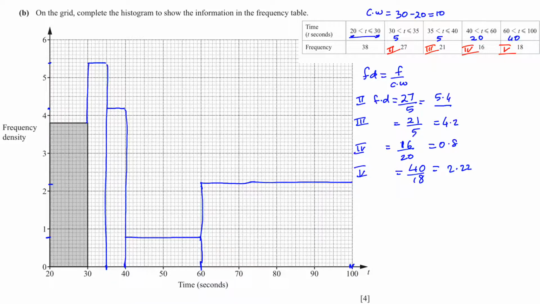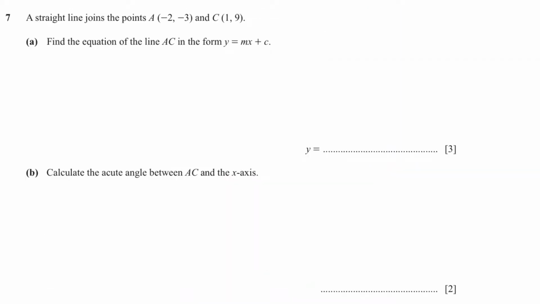You only need to know your formula and how to find the class width. A straight line joins the 2 points A and C, and we have to find the equation of the line AC in y is equal to mx plus c. So 2 points are given to you. Whenever you want to find the equation of the line, you need to find the gradient. To find the gradient, which is m, we use y2 minus y1 over x2 minus x1.